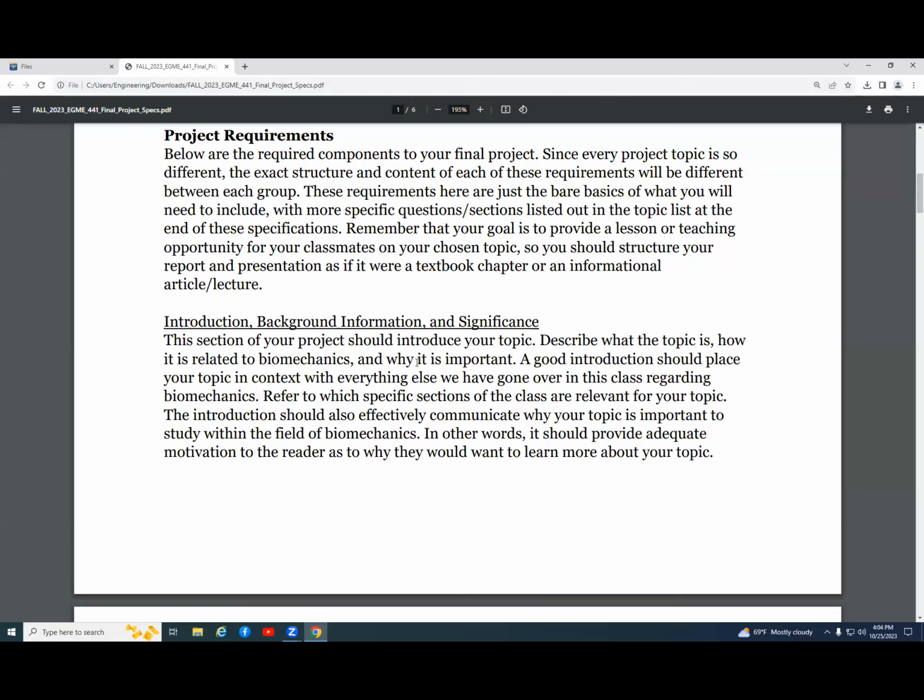So what I've given you here in terms of requirements is just the bare bones, or just the bare minimum. But know that for each specific project, I'm expecting you to add a bit more as is appropriate for these sections. Okay, so let's start with the introduction.